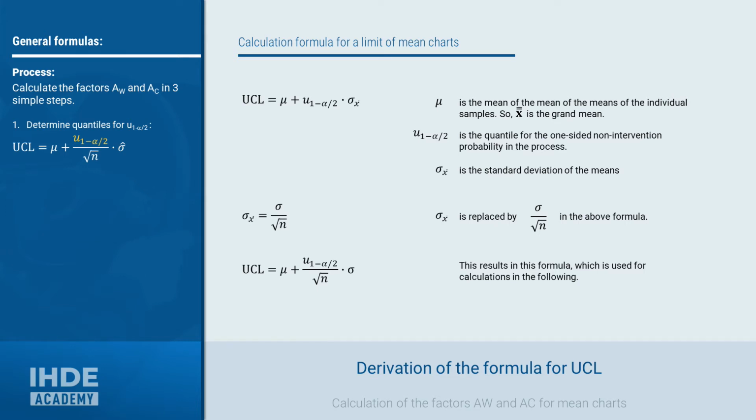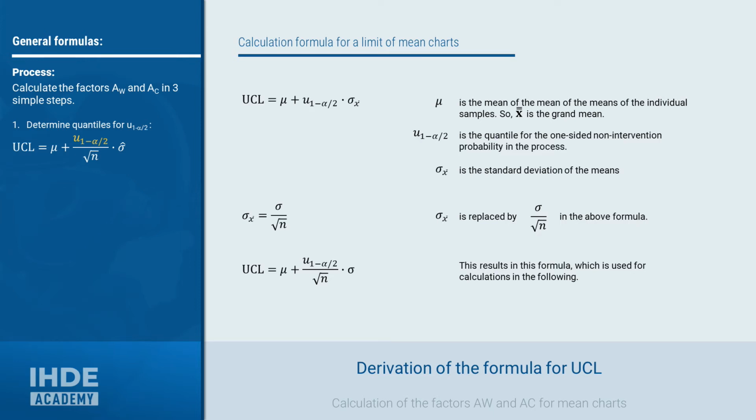U is the quantile of the standard normal distribution for the selected limit. This means the selected non-interference probability. The standard deviation of the means is shown here with sigma for x bar. It is calculated from the standard deviation of the individual values, taking into account the size of the sample. If sigma for x bar is replaced by the standard deviation of the individual values divided by the square root of n, with n for the sample size, the lower formula for the upper control limit is obtained.